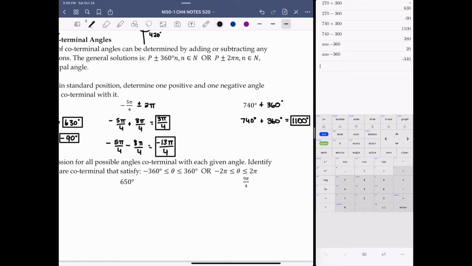So how many times did I have to subtract 360 before I got a negative? 3 times. So what I'm doing is 740 degrees minus 360 degrees times 3, and that gave us negative 340 degrees.